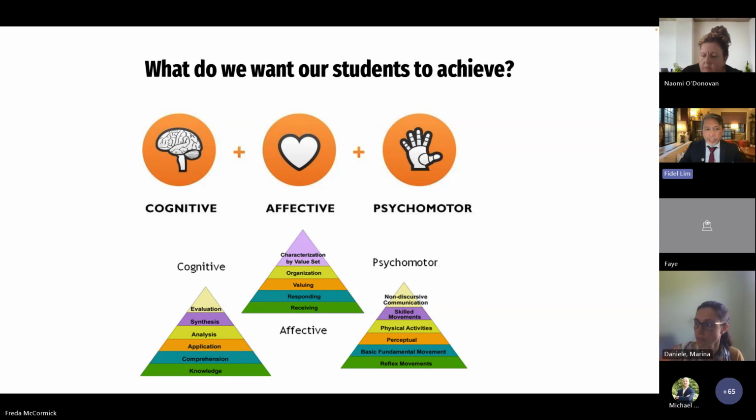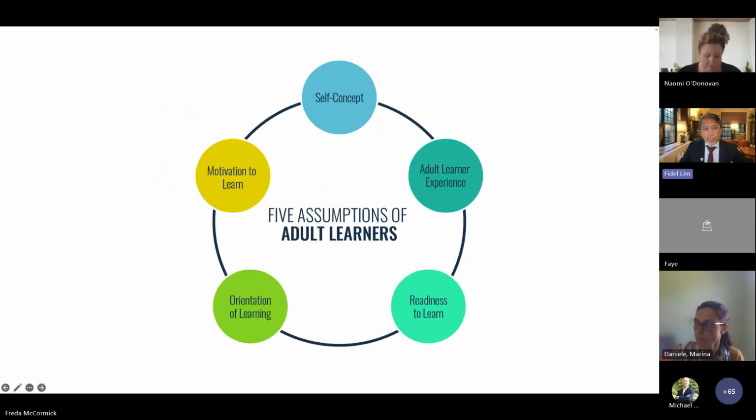So on the next slide, we have the assumptions of adult learners. So when I say adult learners, I think that's everybody in nursing school, but the age range of our students are very different.